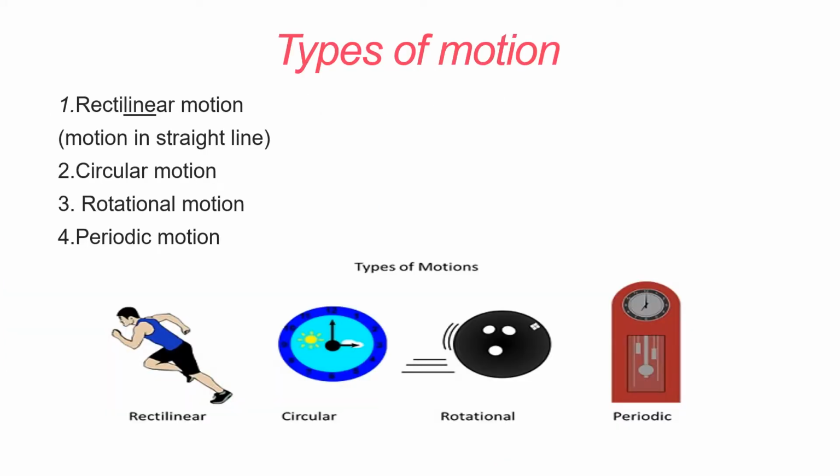We saw that motion is a change in the position of an object with time. Now let's look into different types of motion. Rectilinear motion, that is motion in a straight line. You can find the word line in the word rectilinear. The second one, circular motion. Third one is rotational motion. Fourth one, periodic motion. Now let's see in detail about these different types of motion.